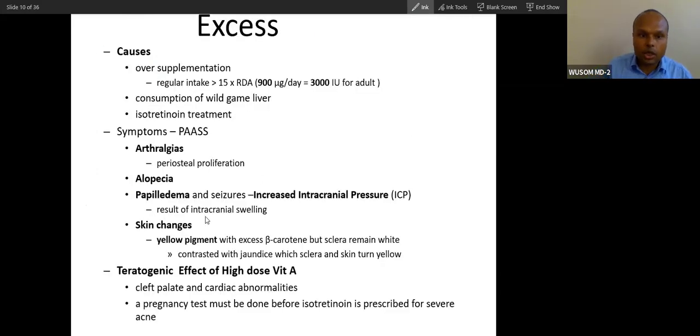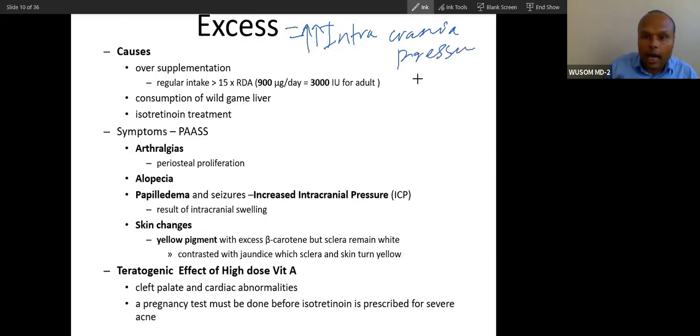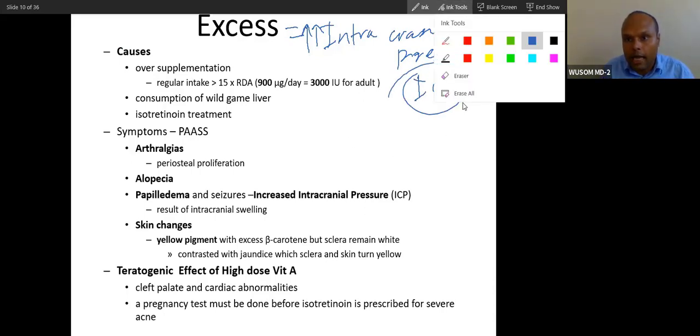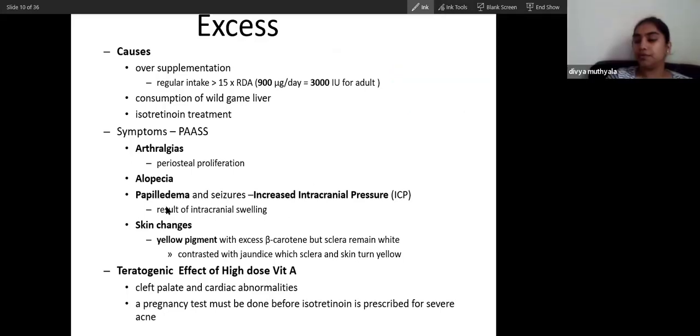What is the presentation of excess? Excess vitamin A will result in high intracranial pressure. Remember this. Excess vitamin A will cause raised ICP. What is the problem associated with raised ICP? You have already studied in neurology. Herniation. Herniation will be there, and you can see the presentation through the eyes as papilledema.